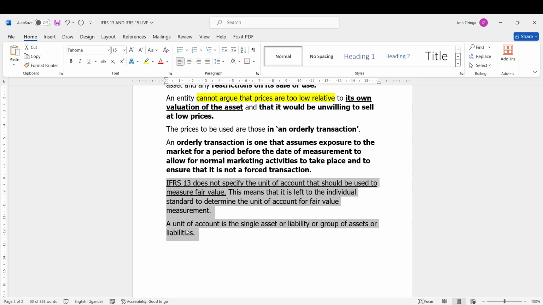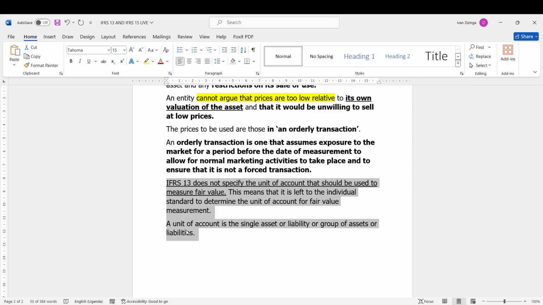While the standard provides management with an opportunity to make judgment in fair value measurement, management is likely to misuse that opportunity.